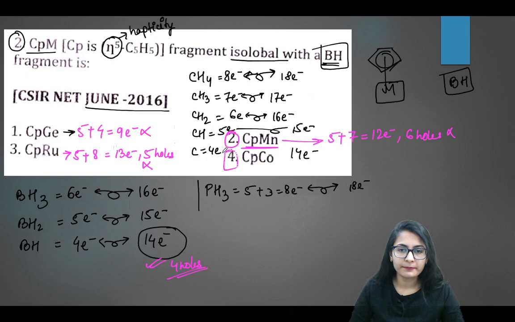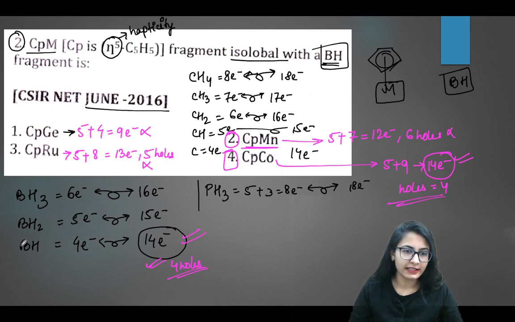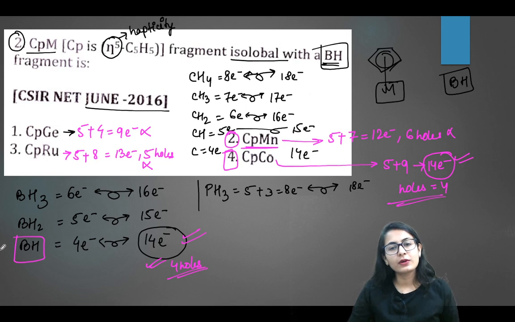About the fourth one, look: 5 plus 9 electrons from cobalt gives you 14 electrons. This is exactly what we want, the 14 electron system, so it has 4 holes, and yes, it is isolobal with the BH fragment. This was a very simple concept. Just by looking at the whole analogy, we can say that option 4 is isolobal with the BH fragment in this way.